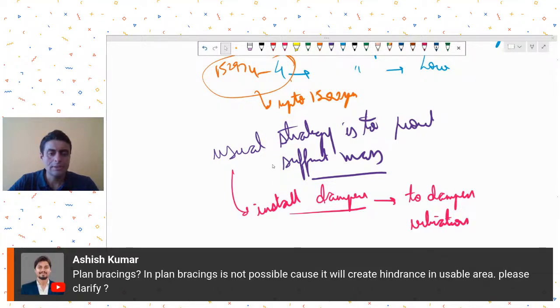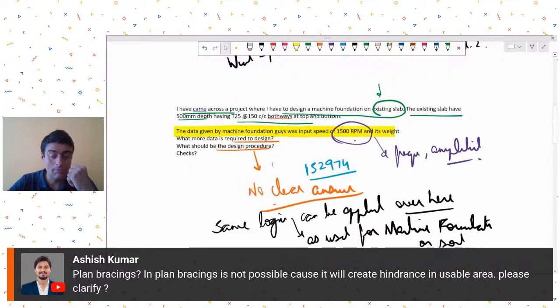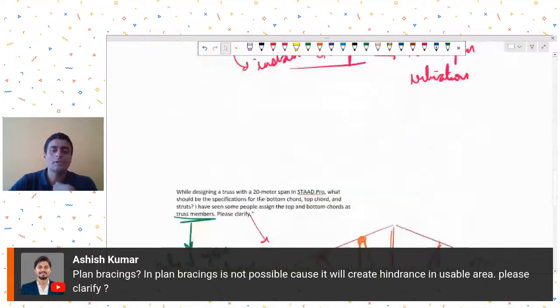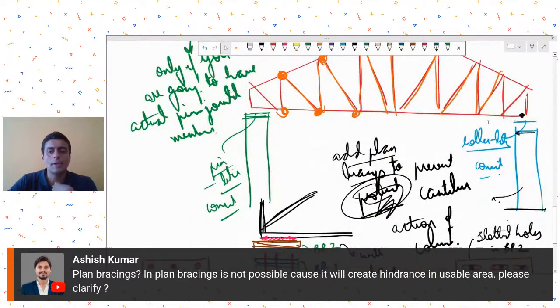Mr. Ashish Kumar is continuing with his questions. If plan bracings are not possible as they will cause hindrance, then what to do? Then you do not give roller assembly. Then you do not give pin roller assembly to your truss column. Then you go for a pin like assembly. Do not give slotted holes then. Do not give slotted holes.